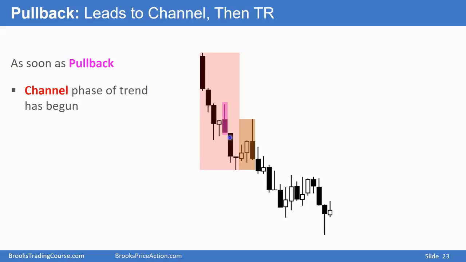As soon as you get a pullback, either here or here, traders begin to decide the breakout phase has ended and it's now a channel. If the channel is tight like this, all the pullbacks lasting 1 bar, sometimes 2 or 3 bars, then it's better only to be shorting. And on a higher time frame chart, it's probably still a breakout.